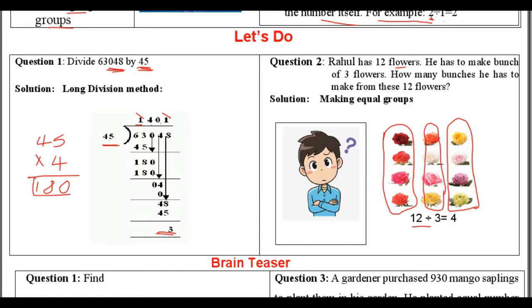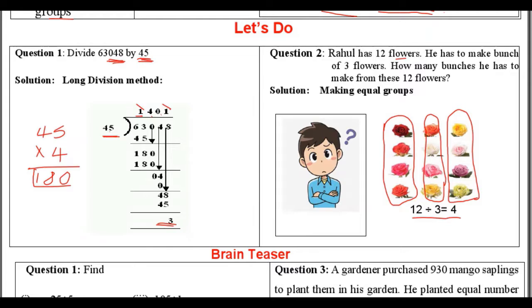So here this has 4 flowers, so 4 are done out of 12. Then this one has 4, so 8 are done. And the third one has 4, so 12 are taken. That means you see 12 divided by 3 is equal to 4. Okay, let's come to the next question here.